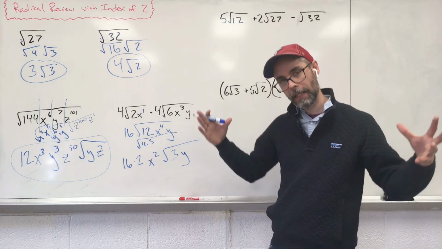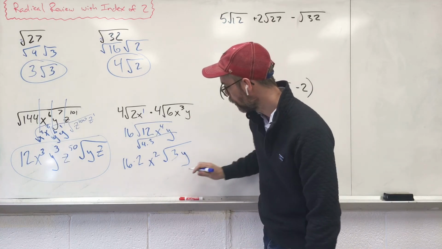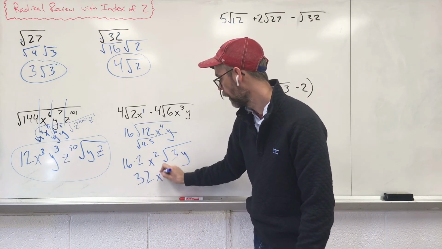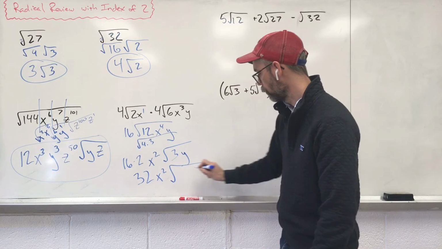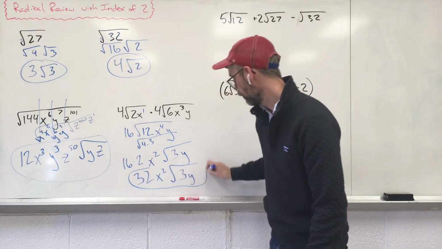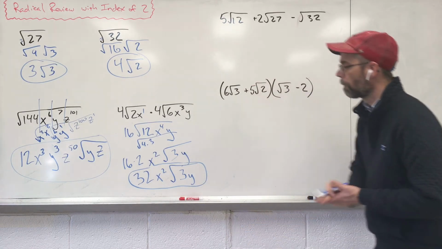And now one last step of putting things together. 16 and 2 gives me 32x squared, square root 3y, and there's that ugly answer.